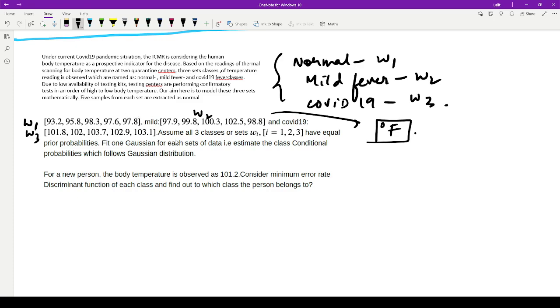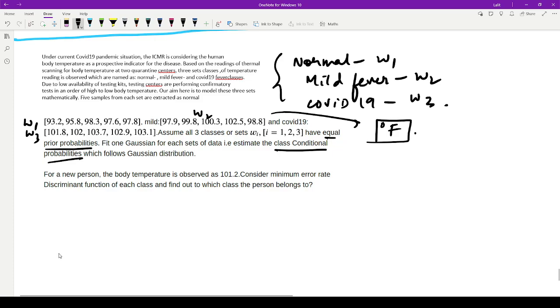So we are given these three classes and their data points, and they have equal prior probabilities. That is also given to us. The first part of the question is we need to fit one Gaussian for each of the classes, that is, estimate the class conditional probabilities. So once we do this part, we'll move on to the next part. Okay, so how to proceed?